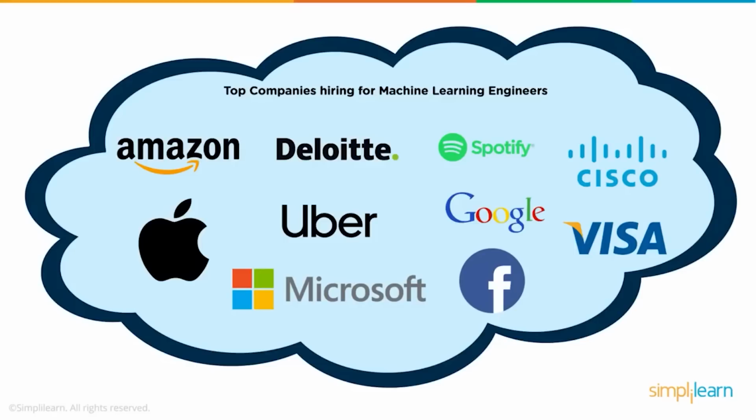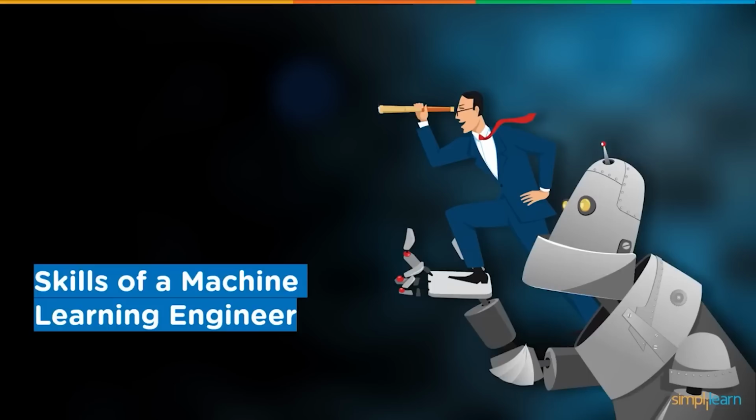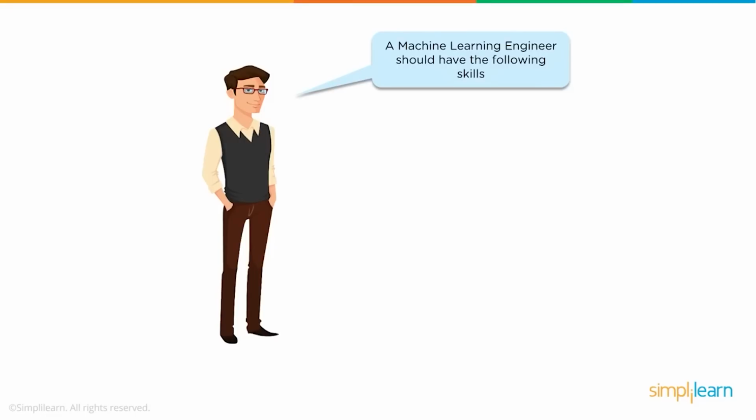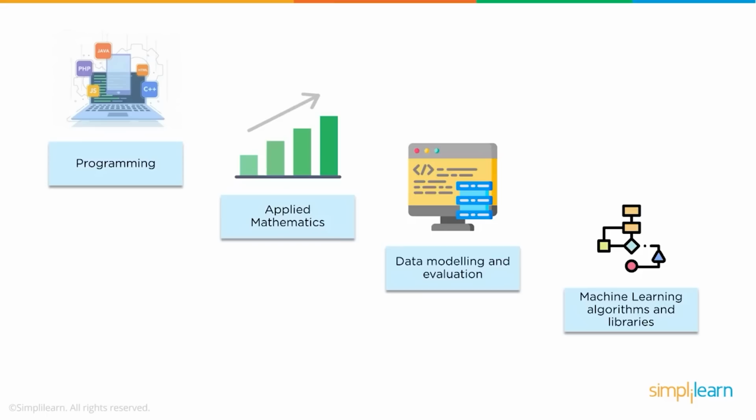So across the board, companies are hiring machine learning engineers now. When we look at the skills of a machine learning engineer, as we start looking forward, a machine learning engineer should have the following skills. 1, programming. Pick a program, master it if you don't already.